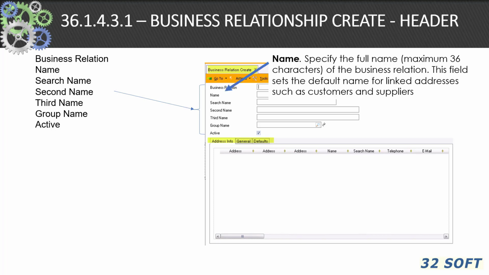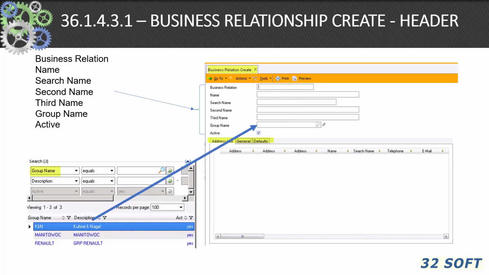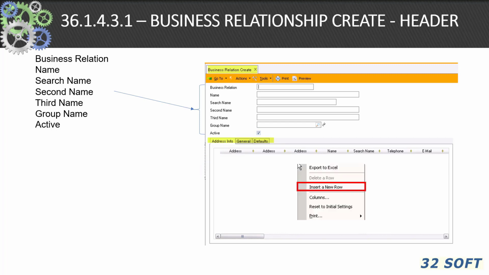You then can name that business relationship, 36 characters that show up in the business relationship tab. You can also have upward of 3 additional names for business relationships: a search name, a secondary name, a third name, which could be used for regional reports. You've got a group name, which we'll cover, and then the active field for the header.